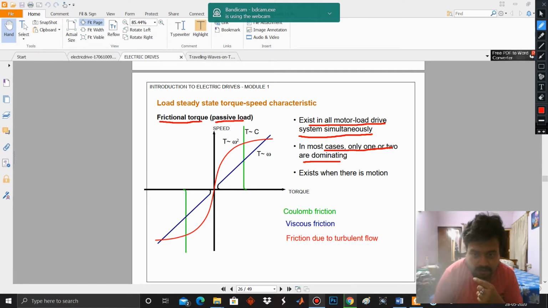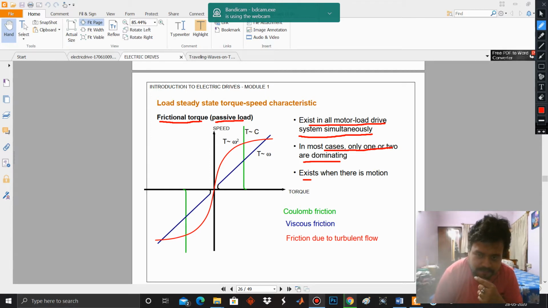This frictional torque exists when there is motion, because in practical cases, the frictional force is always there. When I try to move, the friction is opposing me. When a car tries to move, it is opposed by the frictional force. When a train tries to move, it is opposed by a frictional force. So in a practical scenario, friction is always there.